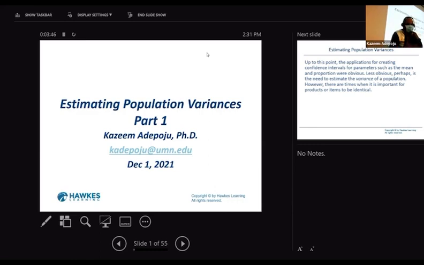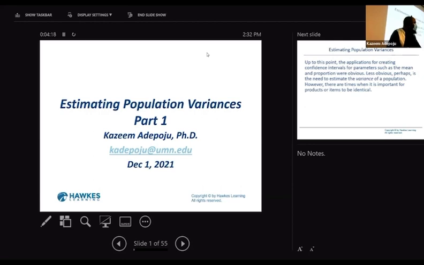Okay, the population parameter could be the population mean, it could be the population proportion, it could be the population variance, or the population standard deviation. Of course, before now, I think I've walked you through how to estimate the population mean. We did that for one group. We also did that for two groups. And I also walked you through how to estimate the population proportion. We did that for one group. We also did that for two groups.